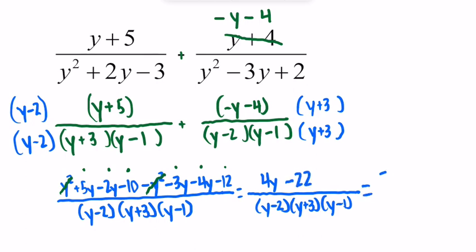Now we can factor a 2 out on the top. We would have 2 times y minus 11, leaving our denominator alone as y minus 2 times y plus 3 times y minus 1. There's nothing we can cancel out from the top and the bottom, so that would be our final answer.